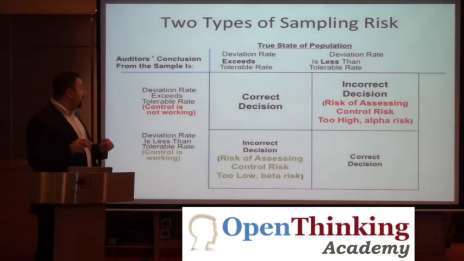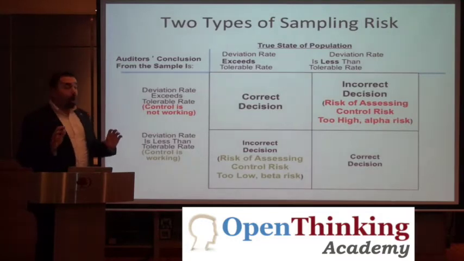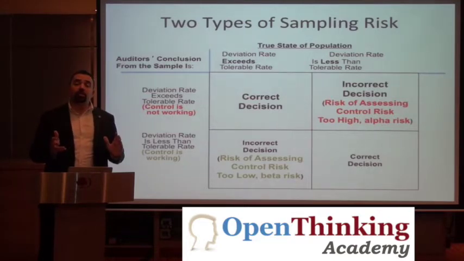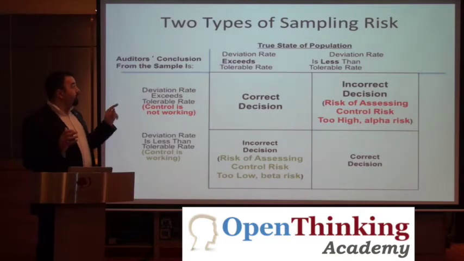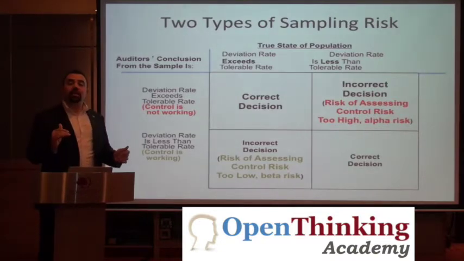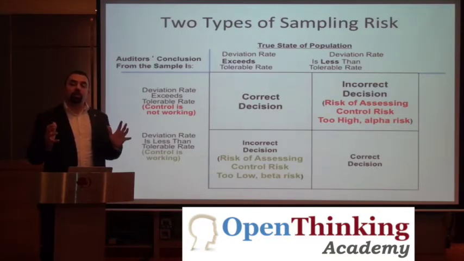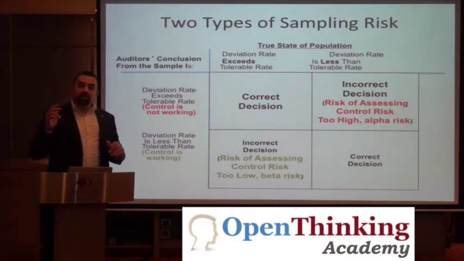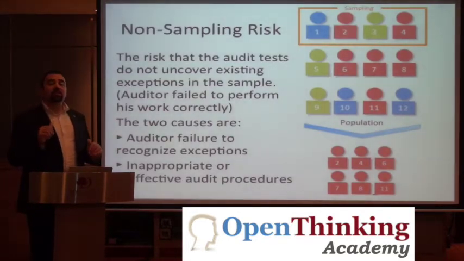On the other hand, if the deviation rate is less than the acceptable rate, so everything is okay, however the auditor concluded that the deviation rate is more than the acceptable rate, we call this an incorrect decision. The auditor made a mistake, something went wrong. However, if the deviation rate is less than the acceptable rate, and the internal auditor said, yes, the deviation rate is less than the acceptable rate, internal controls are working as they should, the internal auditor made the correct decision. So internal auditors can make incorrect and correct decisions based on their selection of the sample and their testing.